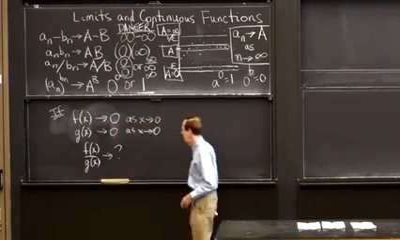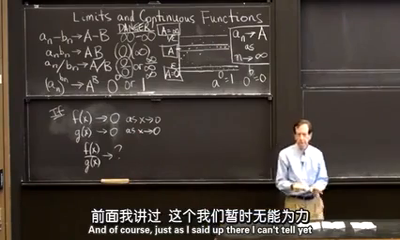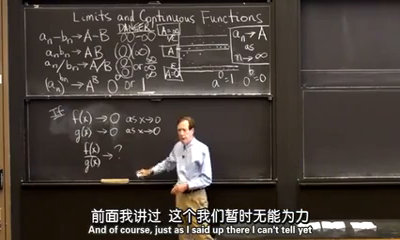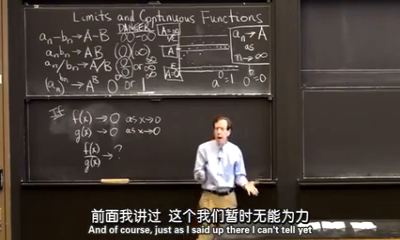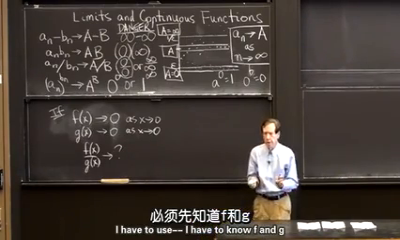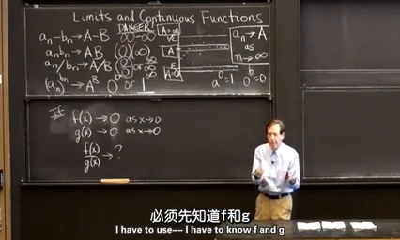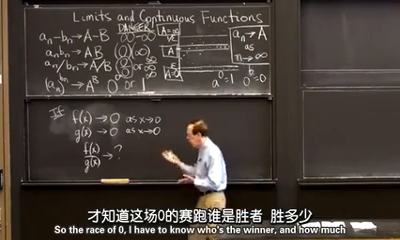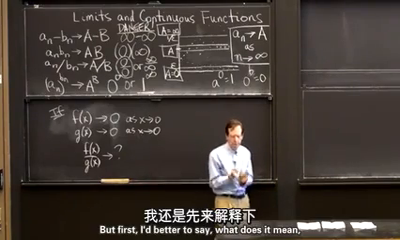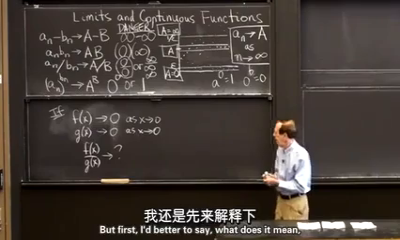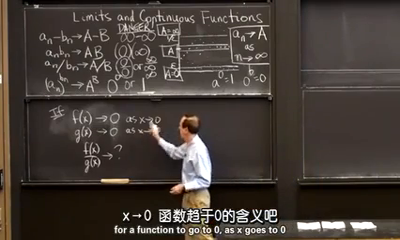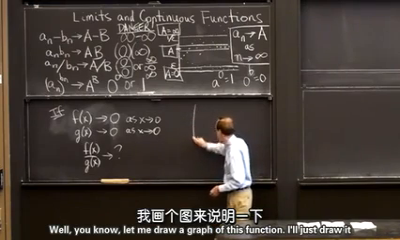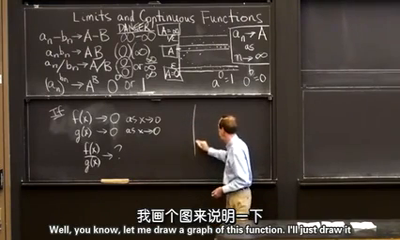What does that do? And of course, just as I said up there, I can't tell yet. I have to know the f and the g. It's a race to 0, and I have to know who's the winner and by how much. But first, I better say, what does it mean for a function to go to 0 as x goes to 0? Well, you know. Let me draw a graph of this function.